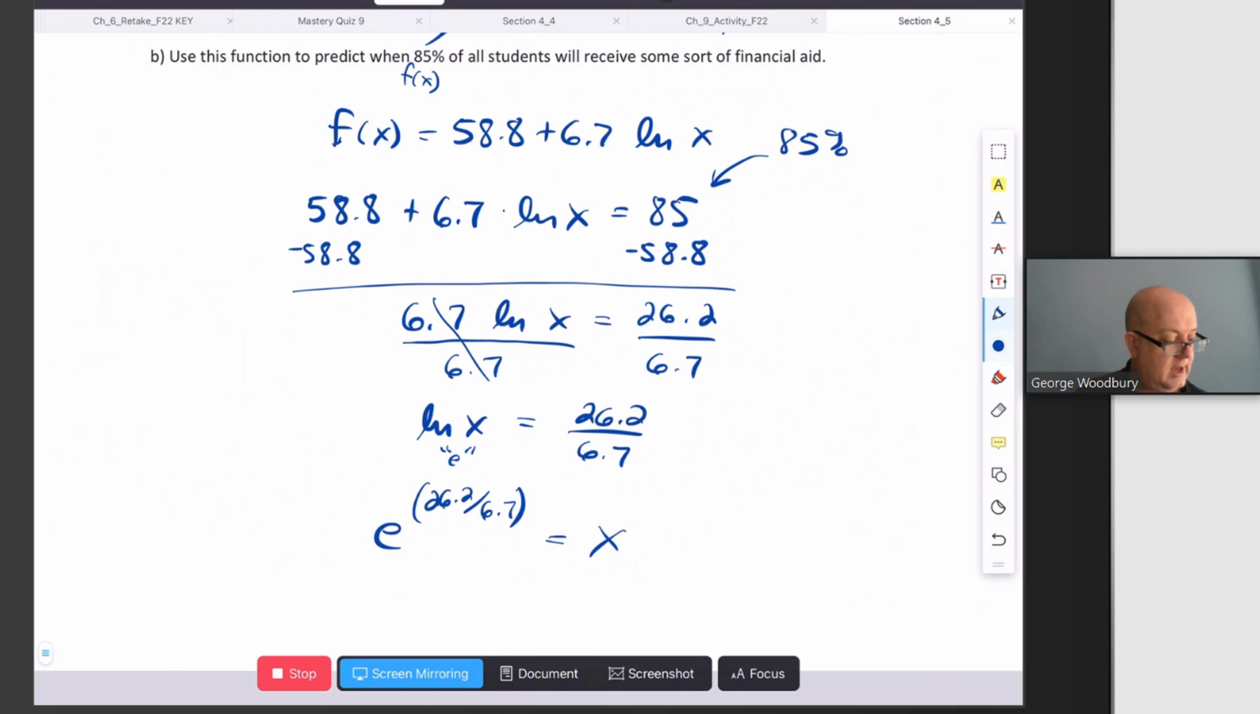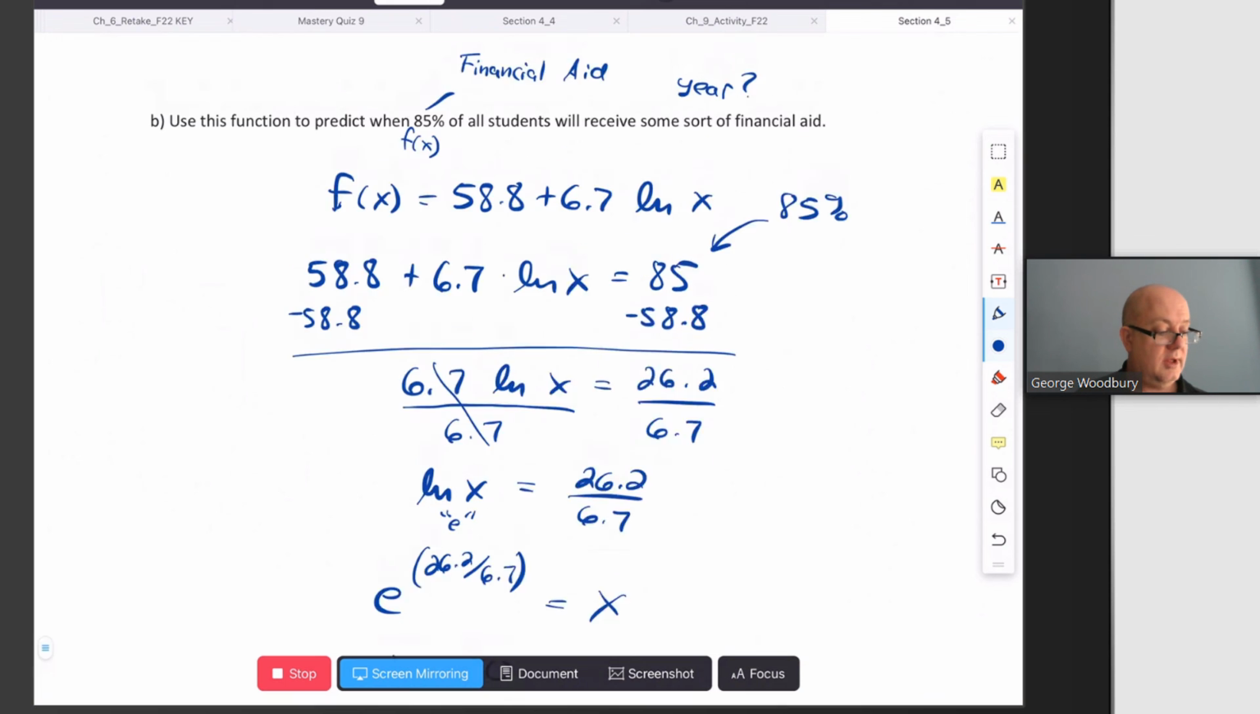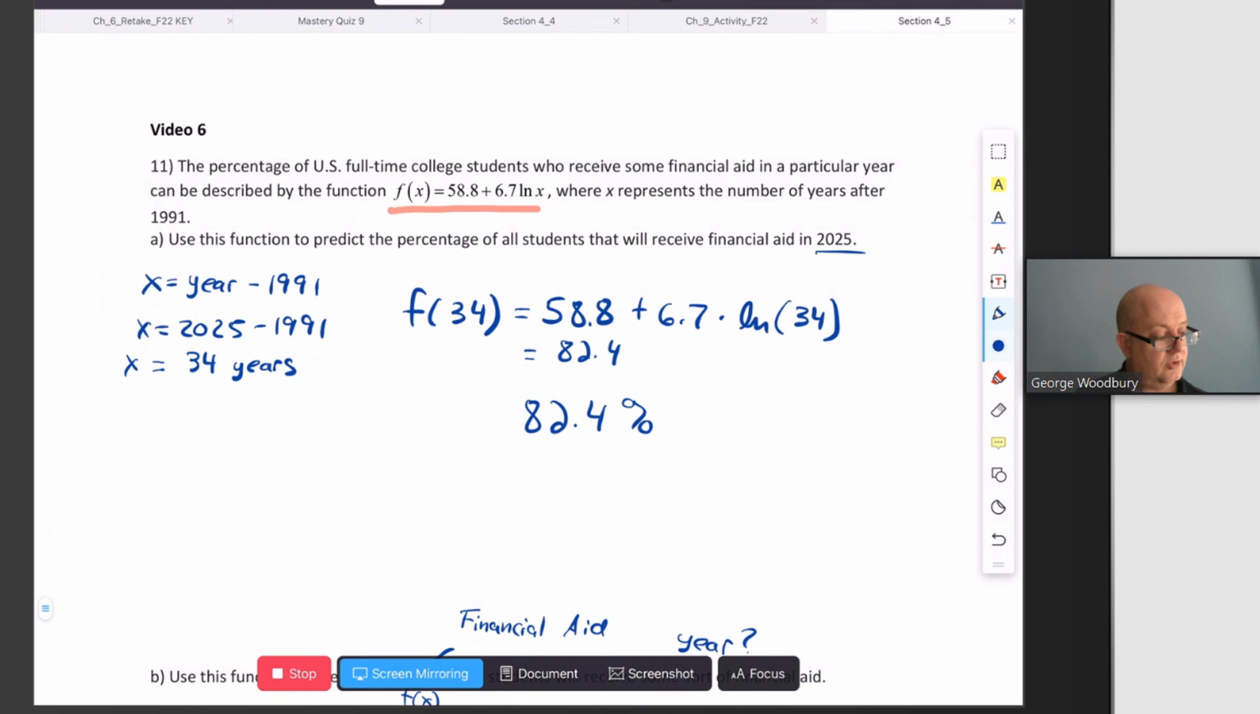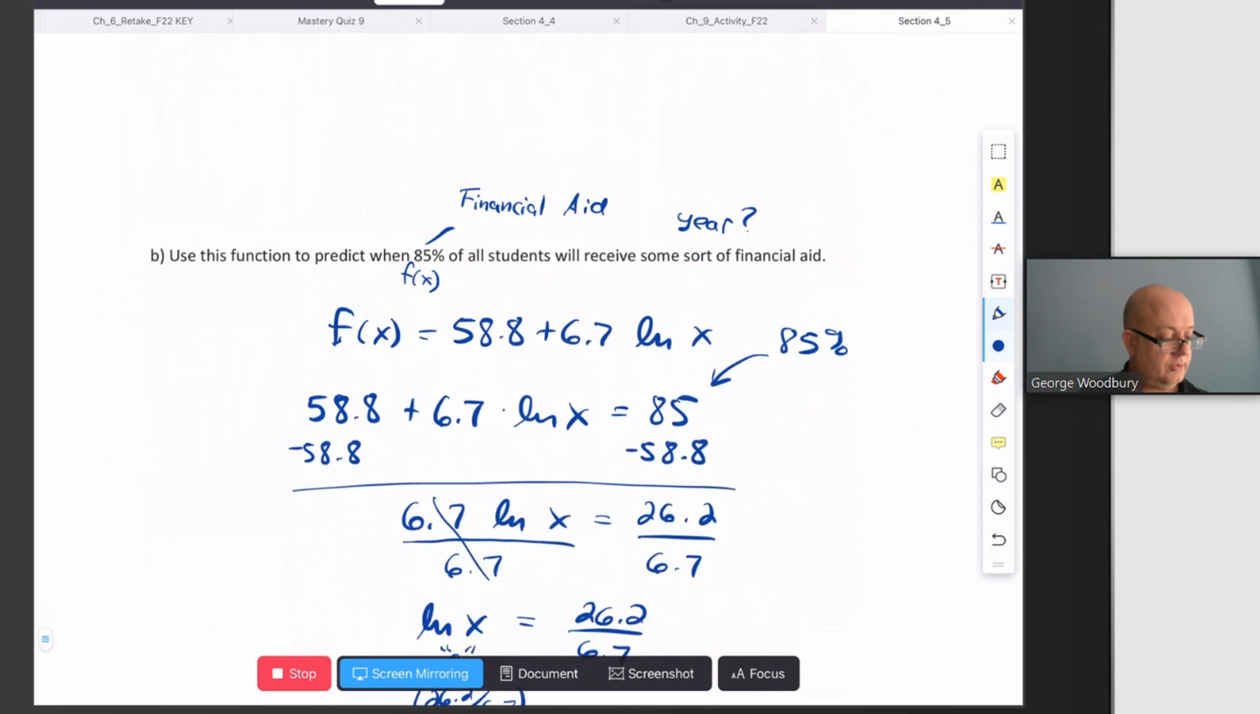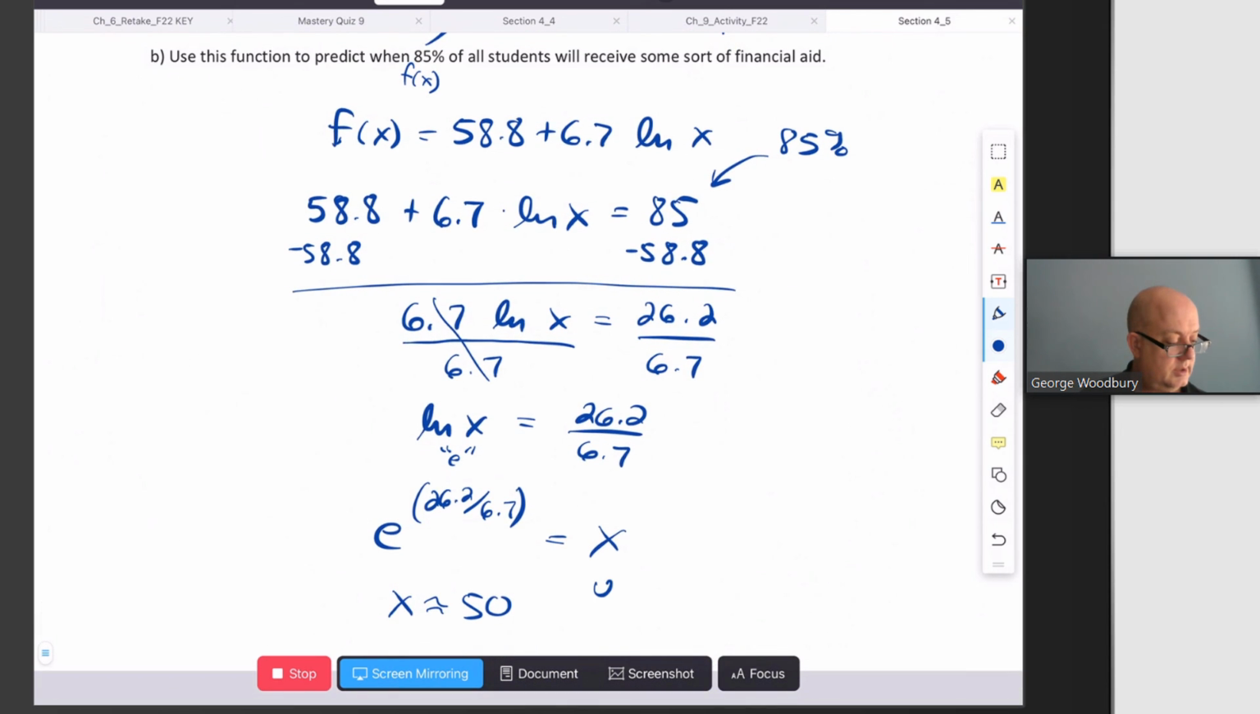So x is approximately 50, but I want to know what year that was. And again, remember that x was the number of years after 1991. So the year is 1991 plus 50 years, or 2041. Come back in about 20 years and let's see how that prediction worked.